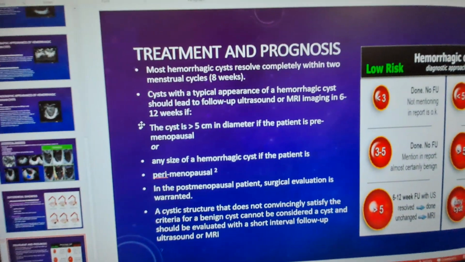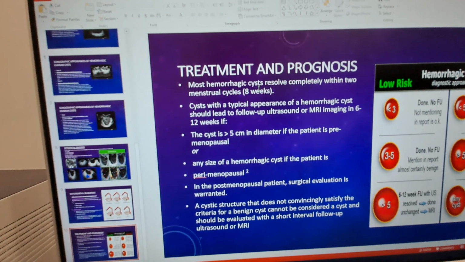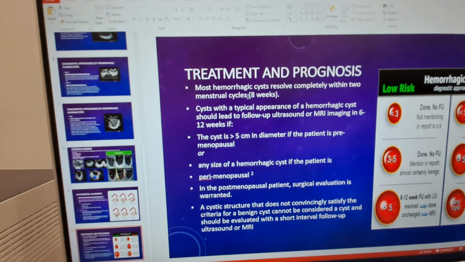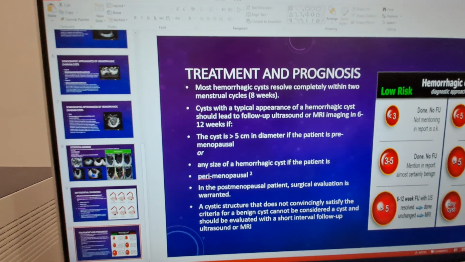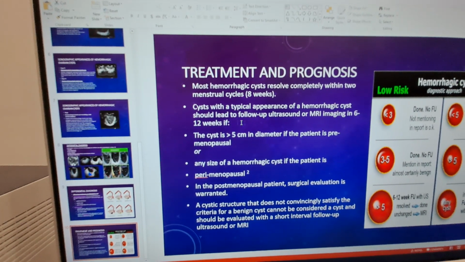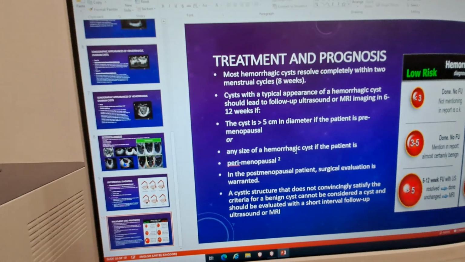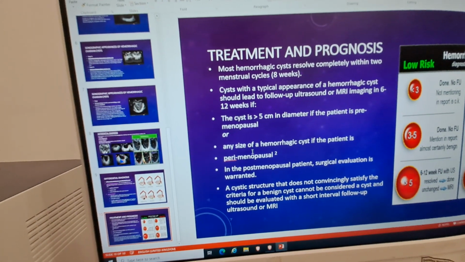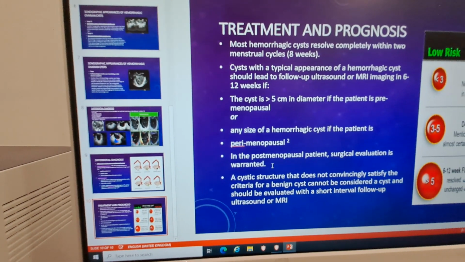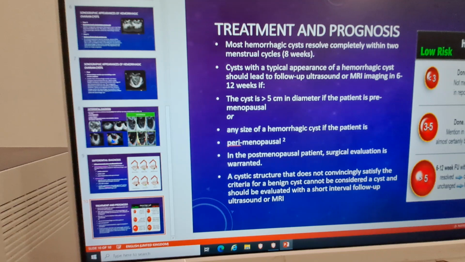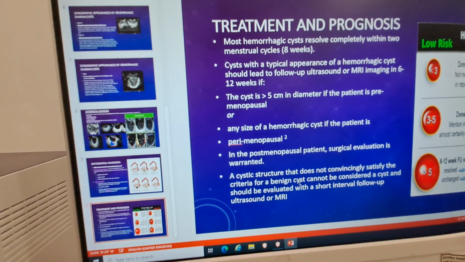Now we go to the treatment. Treatment of the hemorrhagic cyst depends upon the stages, but we have to follow up, leave the hemorrhagic cyst and just follow by ultrasound. The cyst has a typical appearance in the hemorrhagic cyst. Follow up with ultrasound and MRI within 12 weeks if the cyst is less than 5 cm. If it's more than 5, you have to operate on this cyst or drain this cyst. And we have to exclude the postmenopausal patient, especially if the cyst is formed in old age. So you have to drain and you have to follow the cyst, making sure there are no new neoplastic changes or retained fluid, and that the size is not getting bigger.